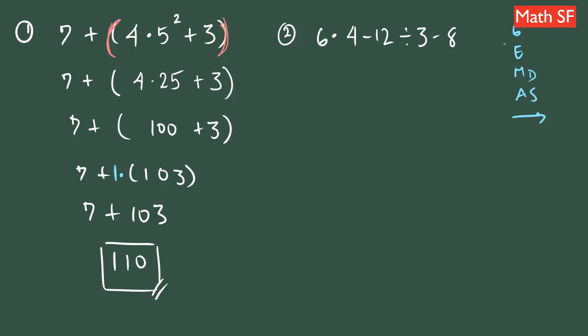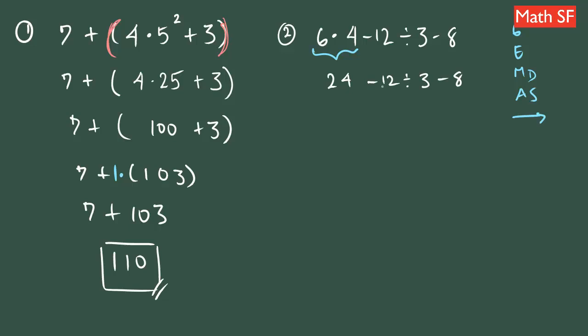Now let's go for exponents. Do we see any exponents? We don't see any exponents. So let's go for multiplication and division. Look, here you have a multiplication and here you have a division. But which one should I do first? Recall that it's left to right, so whichever comes first, in this case the multiplication. So I'm going to have to do these two here. So 6 times 4 should be 24, and then I will copy the same thing: minus 12 divided by 3 and minus 8.